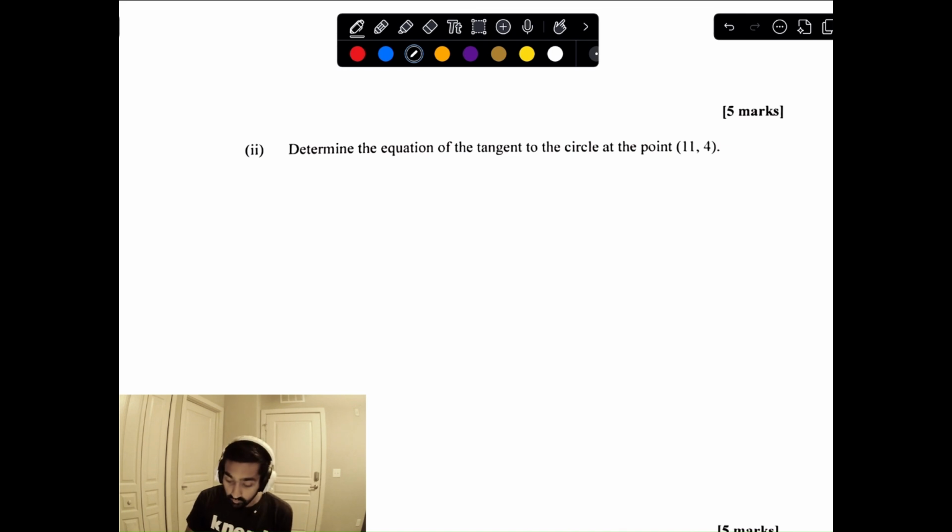Let's move on to part 2 now. It says find the equation of the tangent to the circle at the point (11, 4). When I'm asked to find the equation of the tangent, the first thing we should do is find the gradient of the radius.